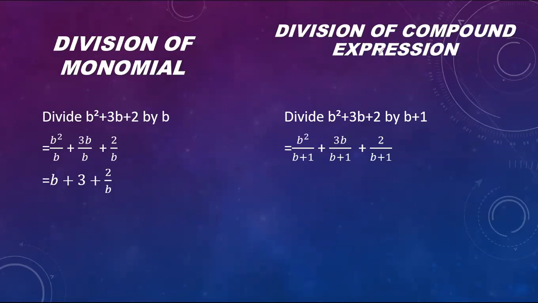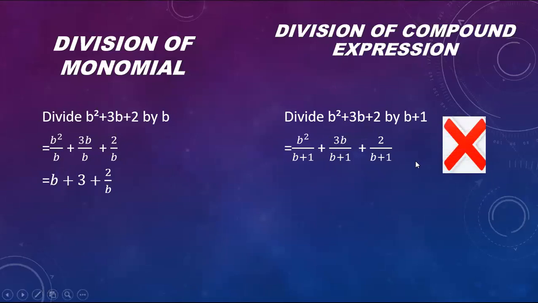So that means this is wrong. We cannot solve this question by this method. We can solve only when the divisor is monomial. When the divisor is monomial, then we can follow this method. But when the divisor is not monomial, we cannot follow this method.